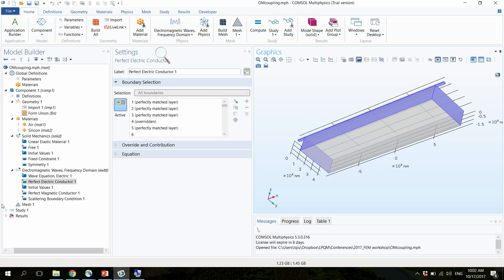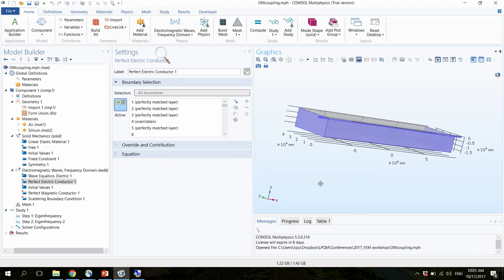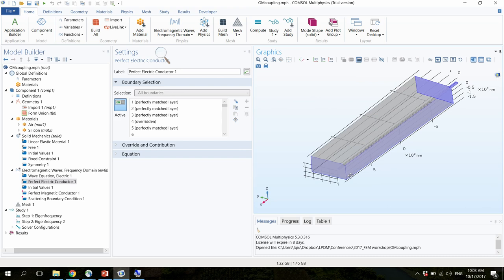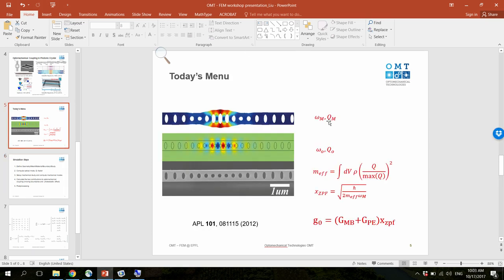What you can check is that the symmetry in your case is defined by what kind of conductor you are assuming, electric conductor or magnetic conductor. It depends on which symmetry plane you are talking about. There are two symmetric planes in this system: one is the upper and lower, the other is the front and back. For the upper and lower, we use a perfect electric conductor, whereas for the front and back, we're using a perfect magnetic conductor.